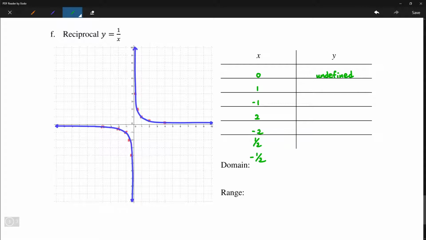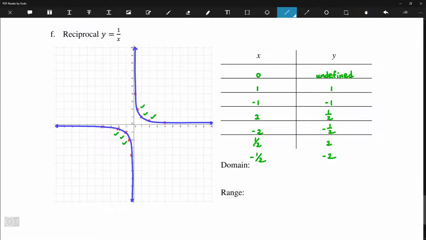The reciprocal of 1 is 1. Likewise, for -1 it is -1. 1 divided by 2 is 1/2. 1 divided by -2 is -1/2. And then 1 divided by 1/2 is 2. And 1 divided by -1/2 is -2. We can see these points are plotted to make the graph.